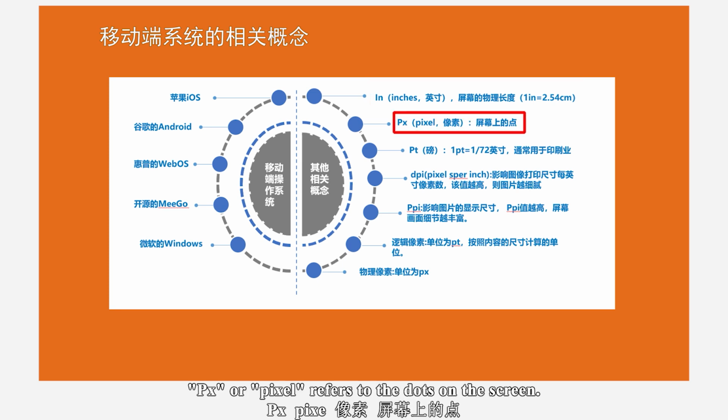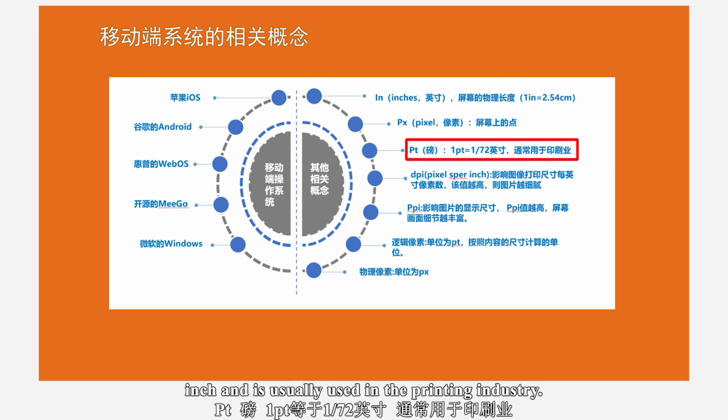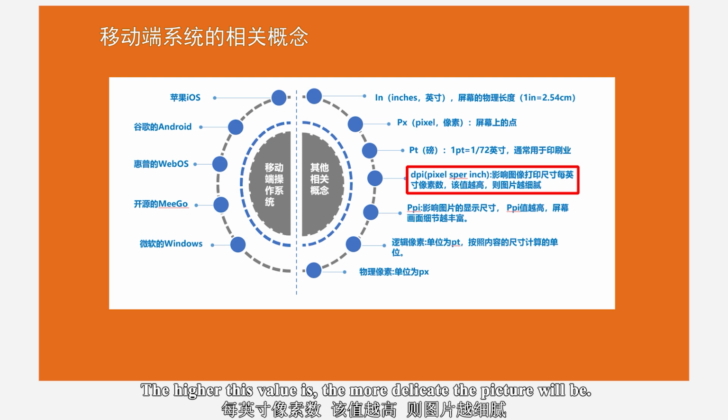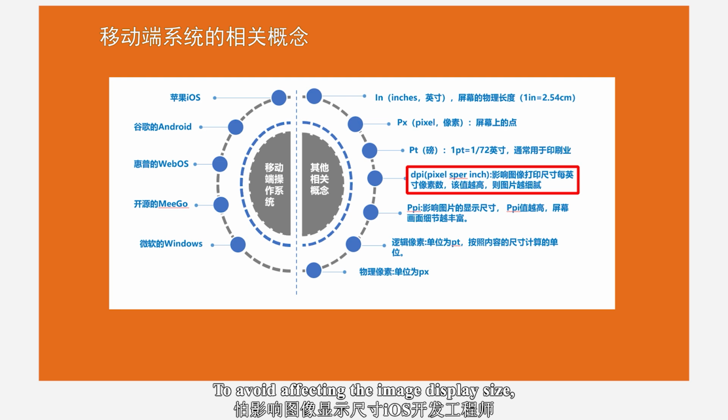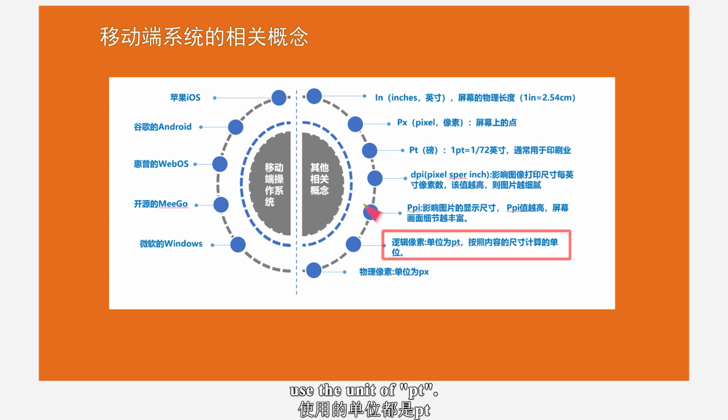PX or pixel refers to the dots on the screen. PT stands for point. 1 point is equal to 1/72 inch and is usually used in the printing industry. PPI stands for pixels per inch, which affects the printing size of the image. It represents the number of pixels per inch. The higher this value is, the more delicate the picture will be. To avoid affecting the image display size, both iOS development engineers and designers who use software like Sketch and Adobe XD design interfaces use the units of PT.